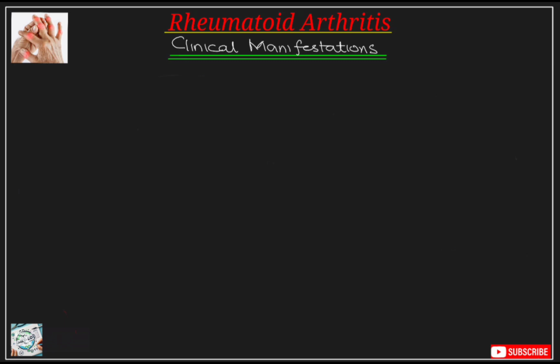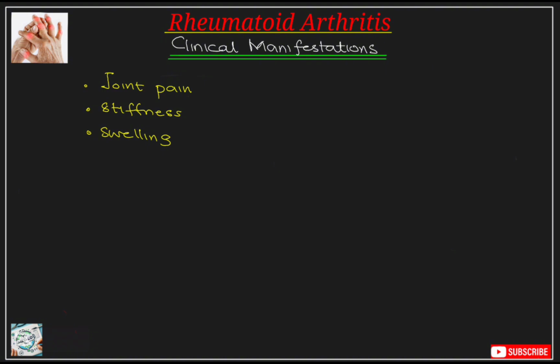Thank you. Alright, let's talk about the clinical features of rheumatoid arthritis. So, how does RA present? Well, the presentation can vary, but in most cases, it starts gradually. You won't wake up one day and suddenly have a full-blown rheumatoid arthritis. Instead, over weeks to months, patients develop symmetrical joint pain, stiffness, and swelling, primarily affecting the small joints.